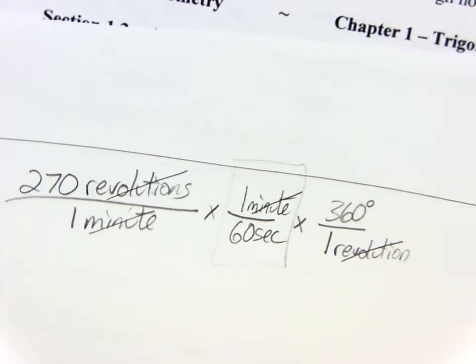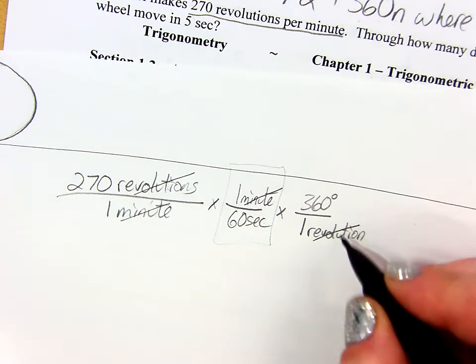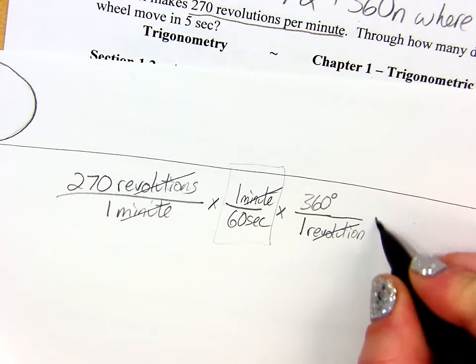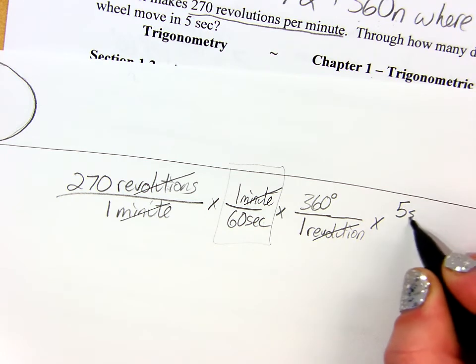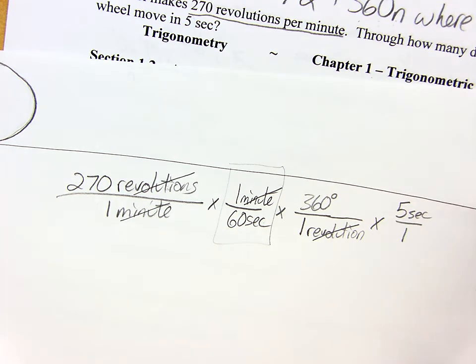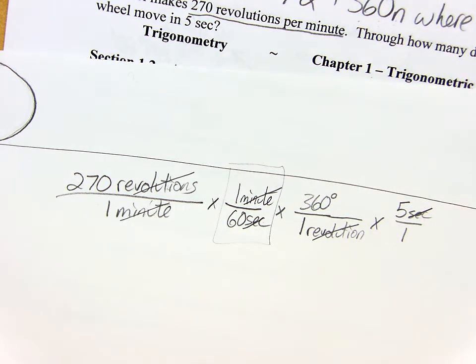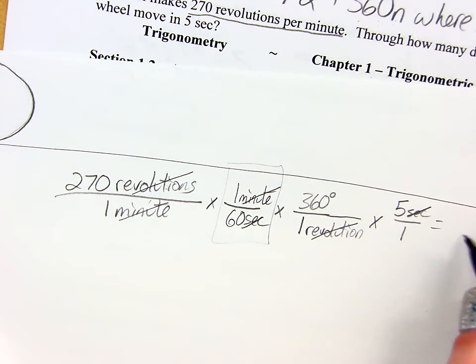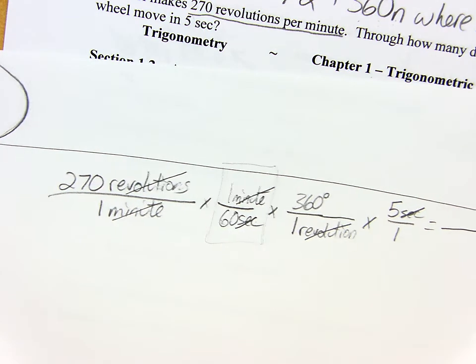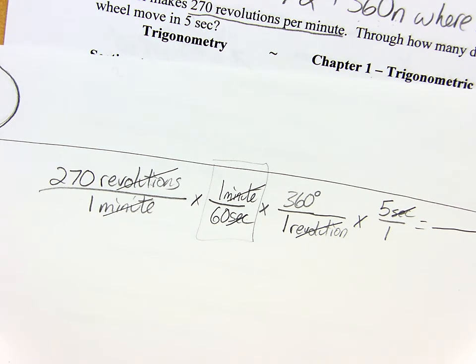So let me zoom out so I can get one more. They want it in 5 seconds, so I'll just times it by 5 seconds over 1. Seconds will cancel with seconds, and I'm left with degrees, exactly what I wanted. So now I just do all the math. I need a calculator.